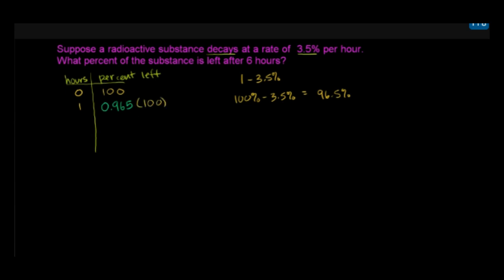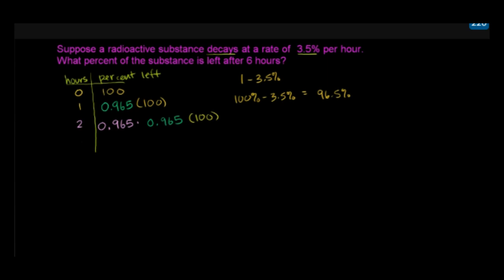Now what happens in hour 2? Well, we're going to have 96.5% of the previous hour. We will have lost 3.5%, which means that we have 96.5% of the previous hour. So it'll be 0.965 times this, times 0.965 times 100. I think you see where this is going in general. So in the first hour, we have 0.965 to the first power times 100. In the 0th hour, we have 0.965 to the 0th power. We don't see it, but there's a 1 there, times 100. In the second hour, 0.965 to the second power times 100.